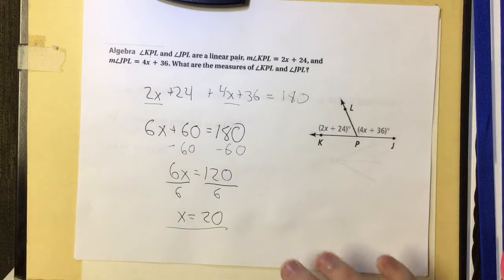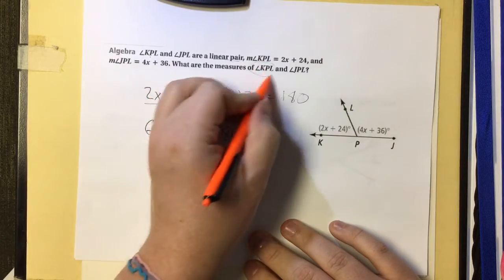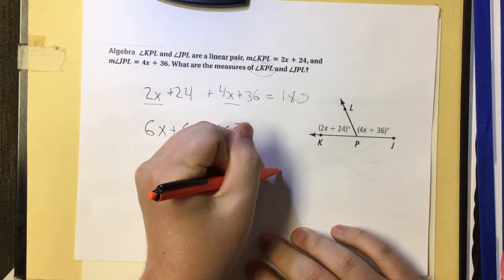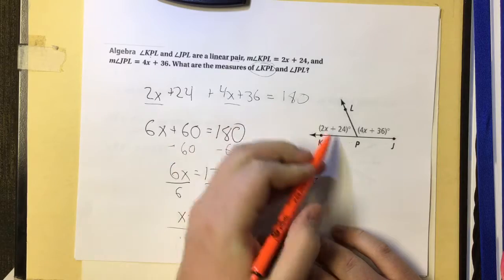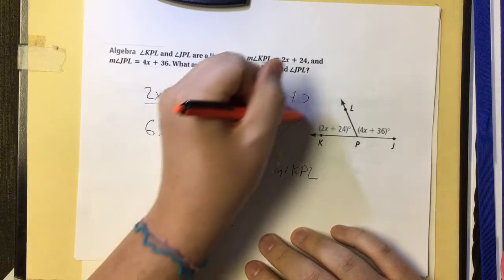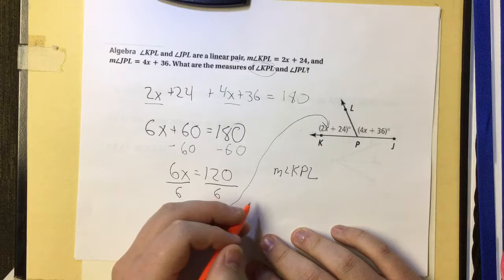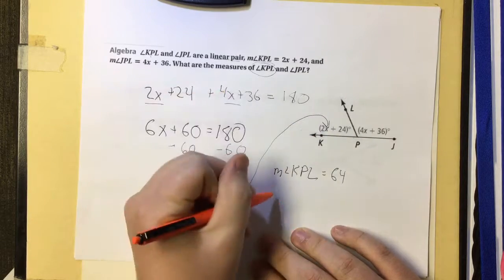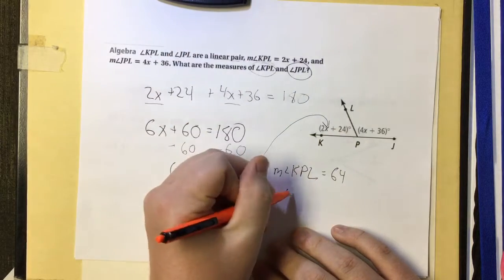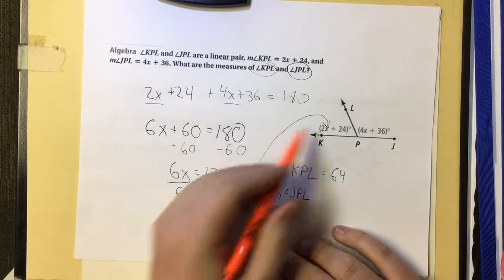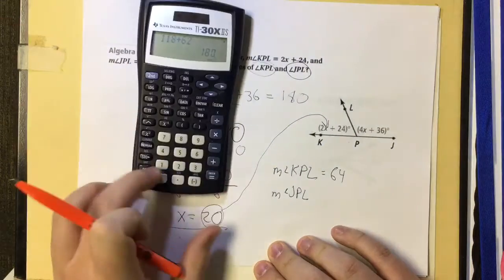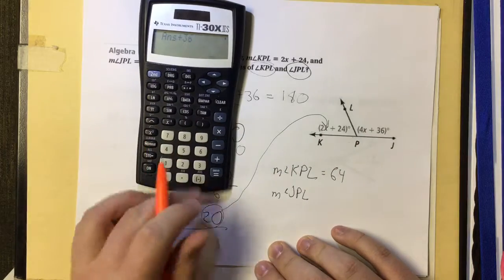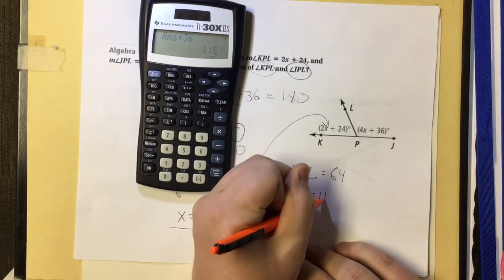So I know that x is 20, but am I done? I have to go back up here and look. No, they don't ask for x, they ask for the measure of angle KPL. So the measure of angle KPL, I have to take 20 and plug it in right here. 2 times 20 is 40. 40 plus 24 is 64. They also ask for the measure of angle JPL. So I take 20 and plug it in right here. 4 times 20 plus 36 gives me 116.